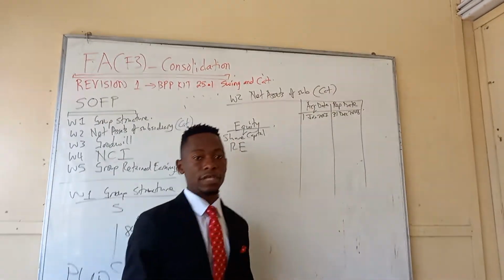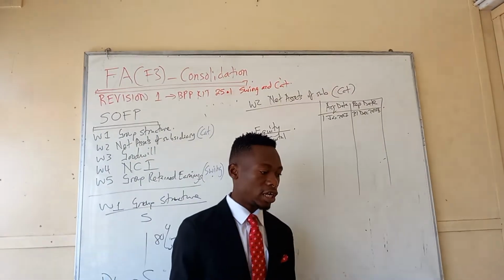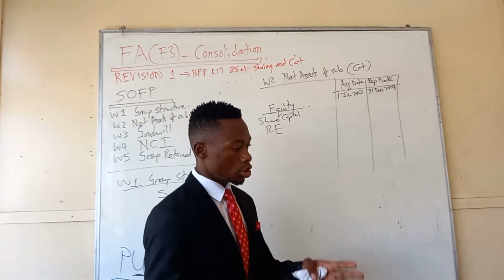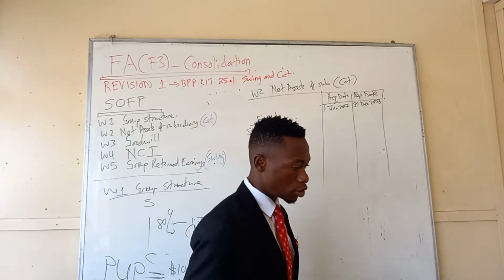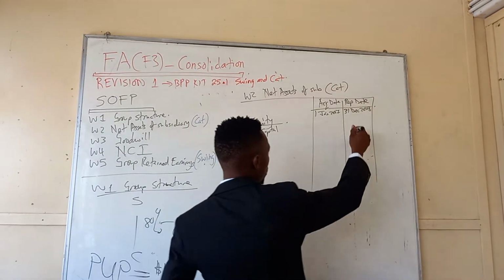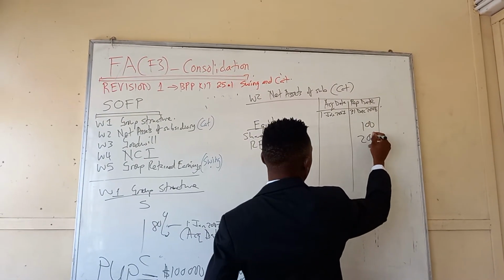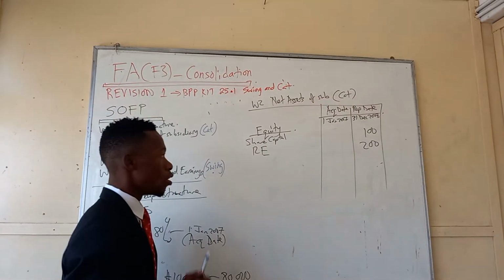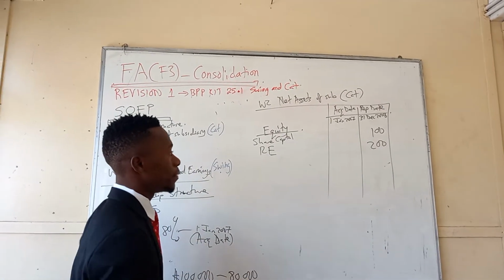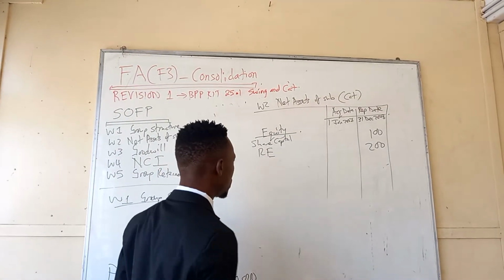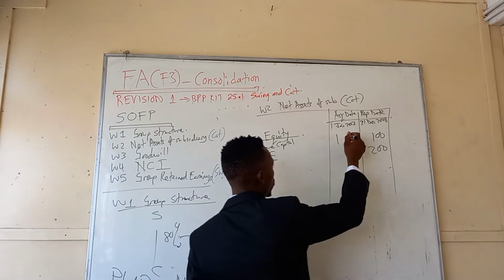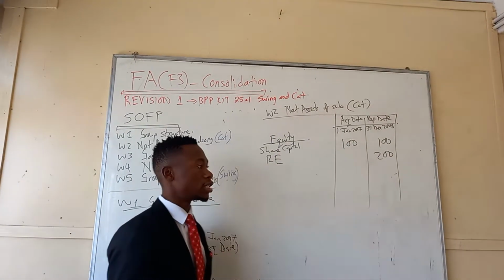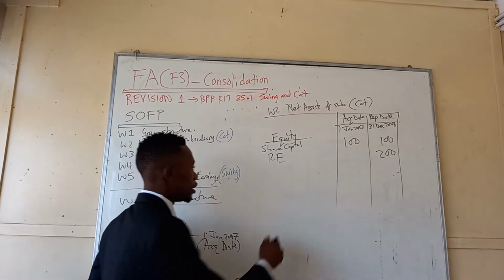The first column is for the parent and the last column is for the subsidiary. So that shows that I'm supposed to take 120, that's my share capital, then 200, that's my retained earnings. What you must know is the share capital doesn't change. The capital does not change, so that means still on the acquisition date will still be 100. What about the retained earnings?